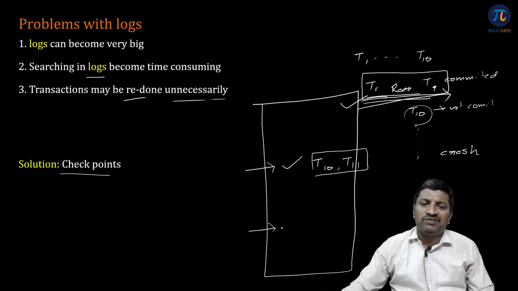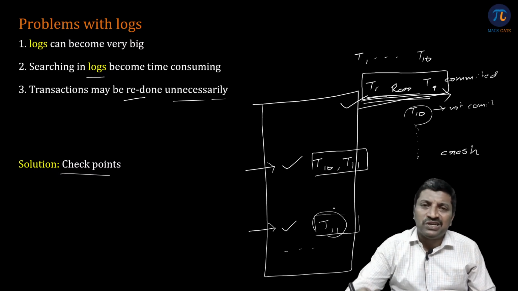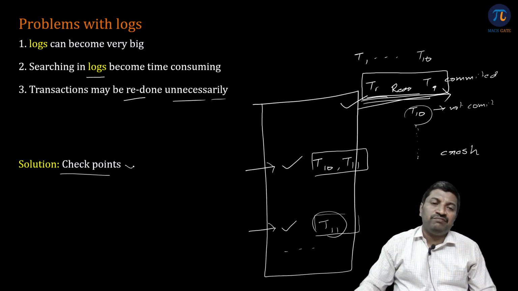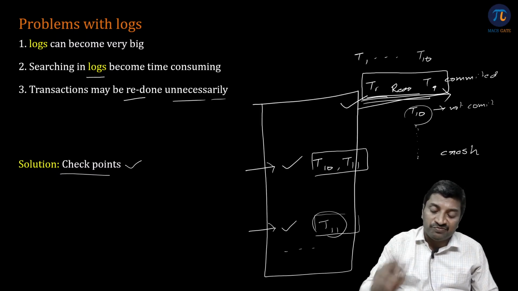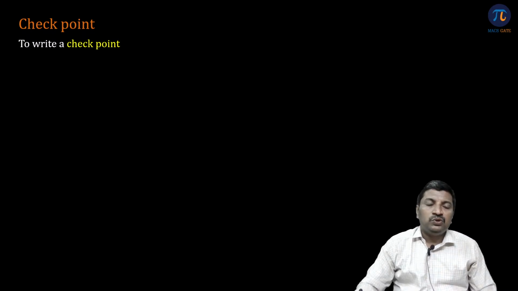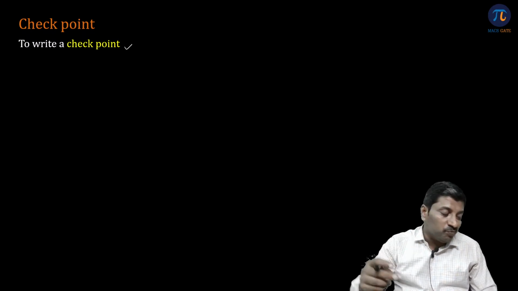Similarly, suppose after some time I will again make a tick mark. T10 completed, only T11 is left. If some crash occurs, I will consider only T11. No need to consider the remaining because they were done safely. So that is the meaning of checkpoint. In a checkpoint, what do you need to specify? To write a checkpoint, to make a tick mark, what should I do?